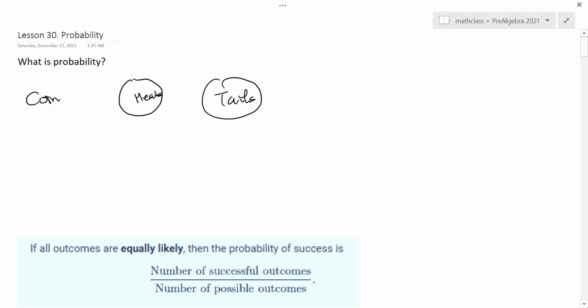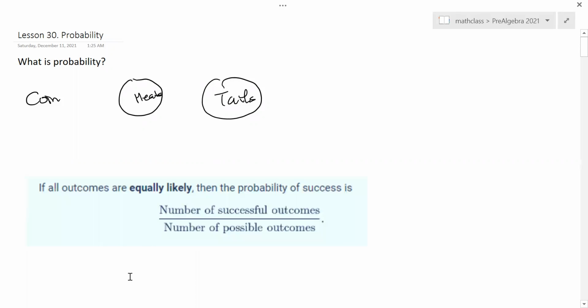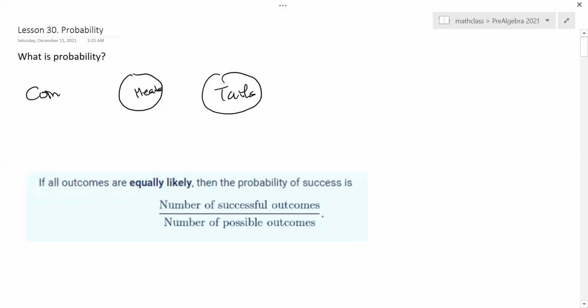I'll give you a little bit more precise definition of probability. If all outcomes are equally likely, then the probability of a success is the ratio: the numerator is the number of successful outcomes, and the denominator is the number of all possible outcomes. So-called successful outcomes are just the outcomes you want to get. Let me explain using an example.